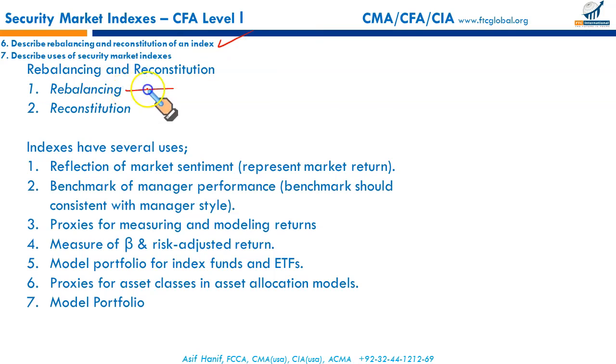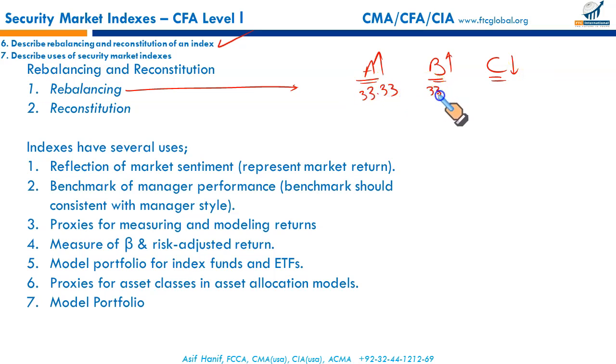What is rebalancing? Let's say you have 3 securities A, B, C. Rebalancing refers to adjusting the weight of these securities in your portfolio to the targeted weights, because the prices keep on changing. A, B might go up and down, prices are changing. So we have given them equal weights, 33.33% in the portfolio. But because of changes in prices, the overall composition of our portfolio or the index may change, so we may have to rebalance.